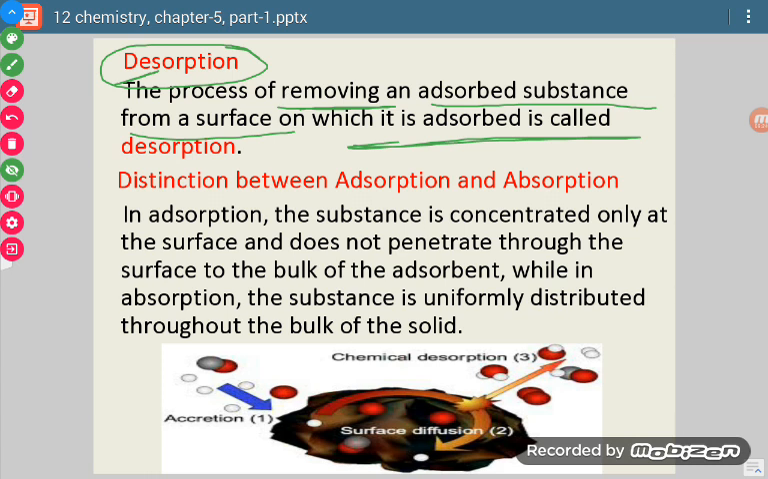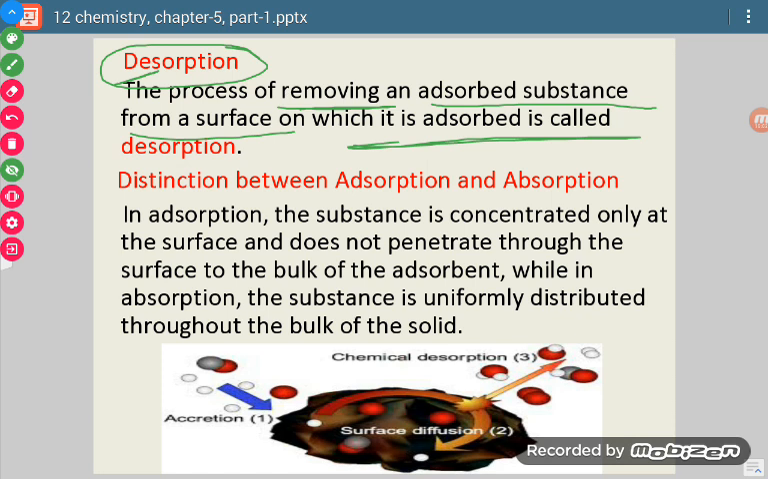Okay, now we will distinguish between adsorption and absorption. In adsorption, the substance is concentrated only at the surface and does not penetrate through the surface to the bulk of the adsorbent, while in absorption the substance is uniformly distributed through the bulk of the solid.